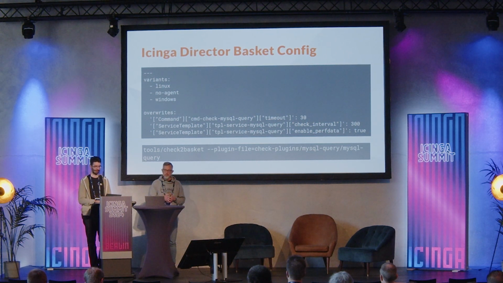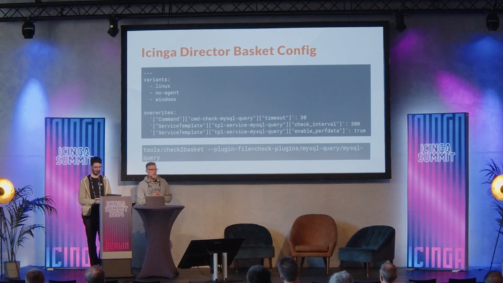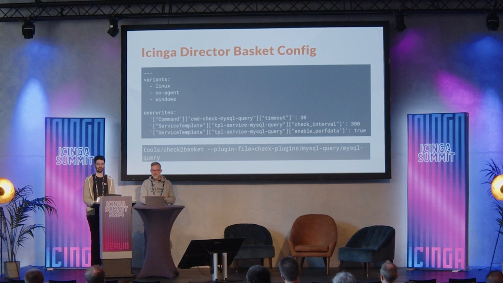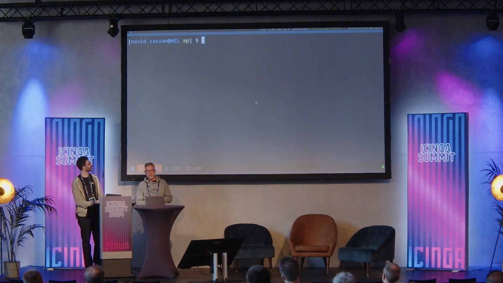We define a new check interval, 300 seconds per default for the Icinga Director service template later on. And we tell Icinga Director, please take care of performance data. We return performance data. And now, our tool, check to basket, here at the bottom, this tool creates the Icinga Director basket configuration. Could you please show this, how it feels and how it looks like?